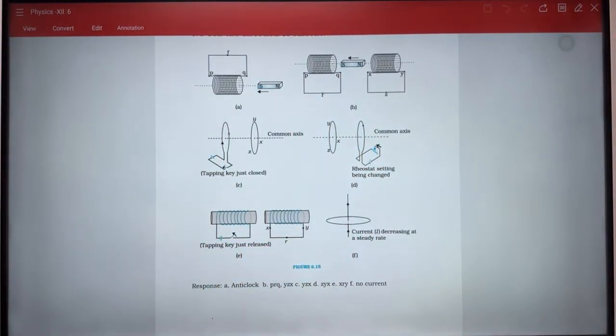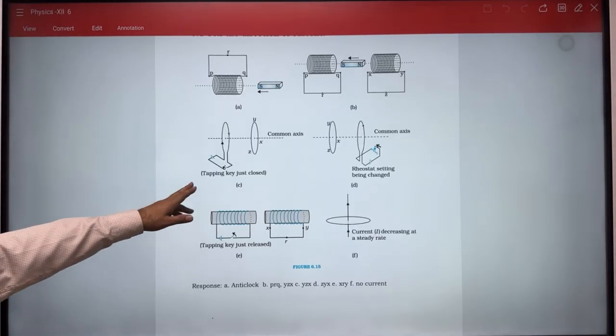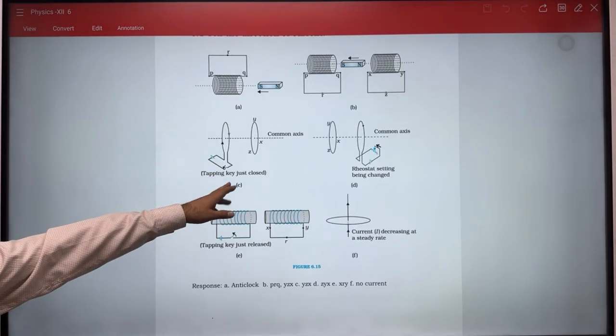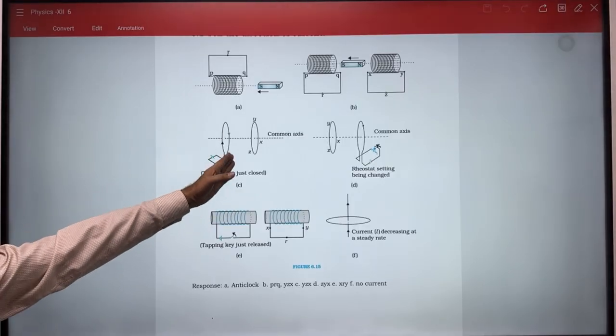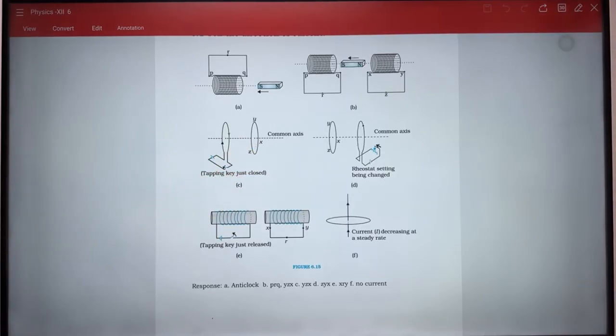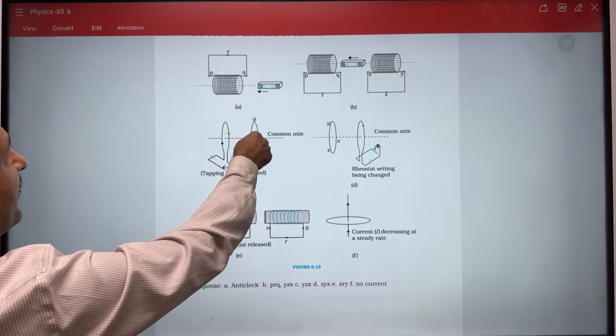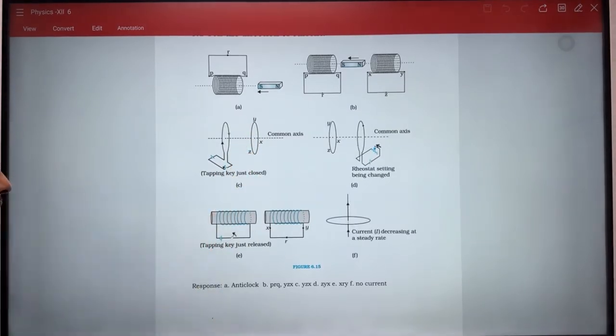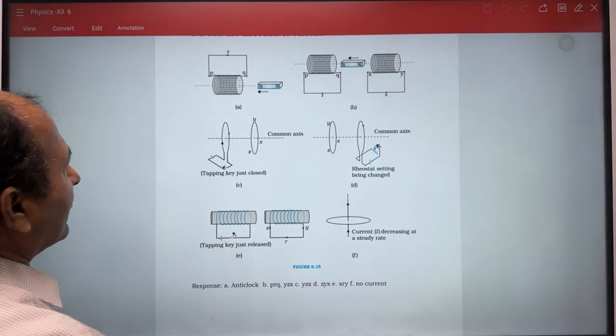Right? Consider second case. In second case, here what is happening? Here when key is just closed, the current will start flowing in this direction. So here the current will flow just opposite. It will be X, Y, Z, or Y, Z, X, the same thing, right?